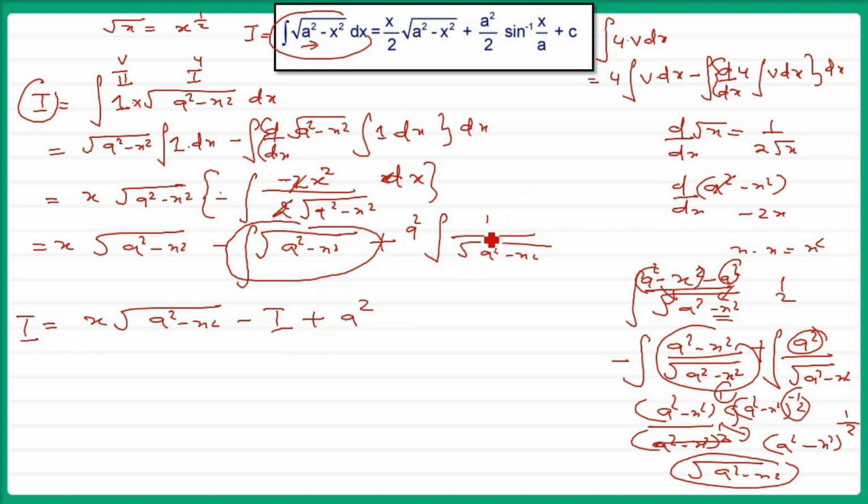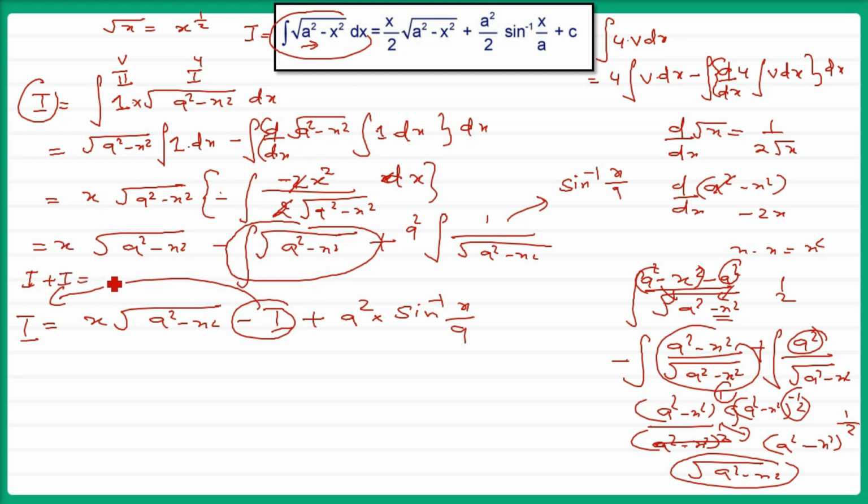Now this one I was telling you, that 1 by under root a square minus x square is nothing but sine inverse x by a. It's just sine inverse x by a. You just write sine inverse x by a here. Okay, this negative I can be taken on the left. So I minus I, when you take negative on the left hand side, it is I plus I. So it will be twice I.